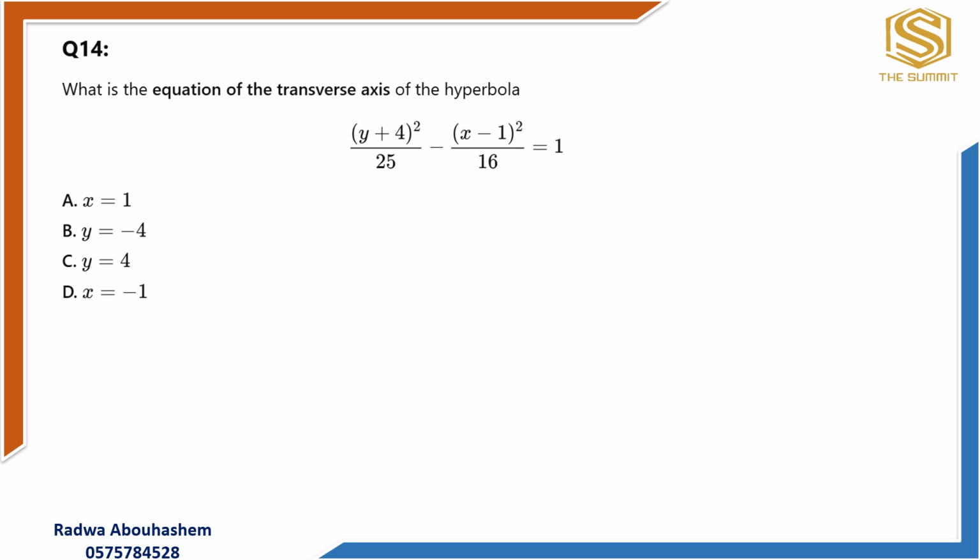What is the equation of the transverse axis of the hyperbola? First, I have to know if it's horizontal or vertical. Horizontal means I start with x. Vertical means I start with y. Now let's see, I started with y, so this is a vertical transverse axis. If I'm asked about the transverse axis equation, it would be x equal to h. So x here equals 1.